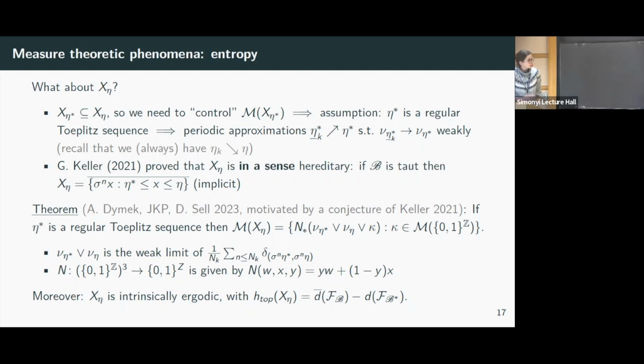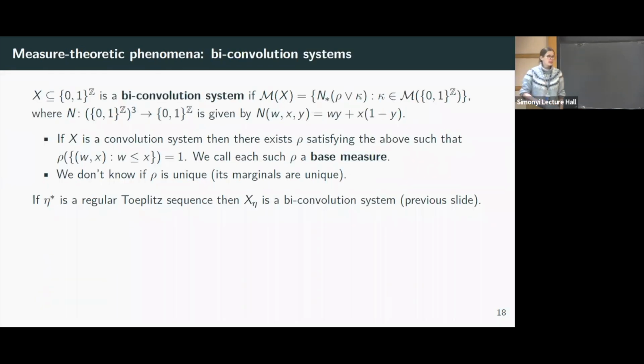And so not only do we describe invariant measures, but we also prove that X eta itself is intrinsically ergodic. You can compute topological entropy, you can say what this measure of maximal entropy is, and so on. And again, this is something that is in fact more general. So you can define biconvolution systems. Maybe there is a better name, I don't know. These are systems for which the set of invariant measures looks like this. So there is some measure rho living on 2 coordinates, such that all invariant measures are images of these joinings of rho with whatever you want via n.